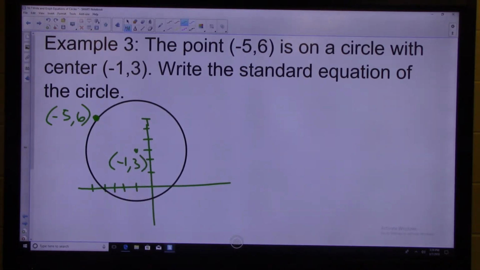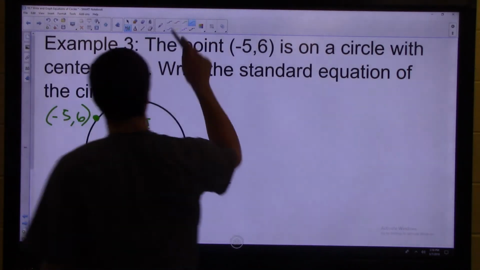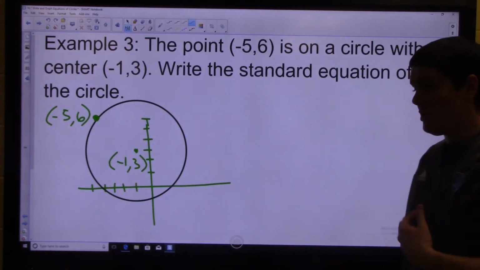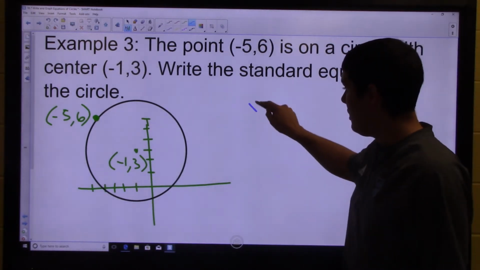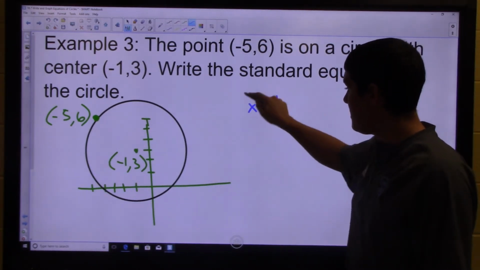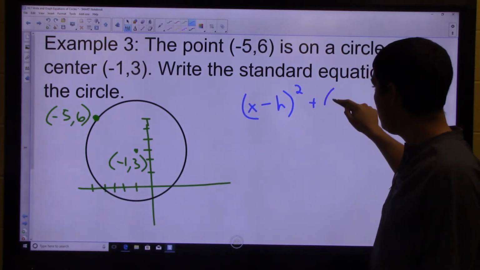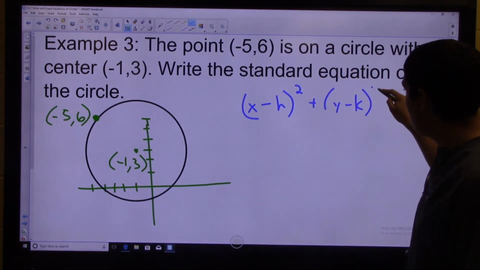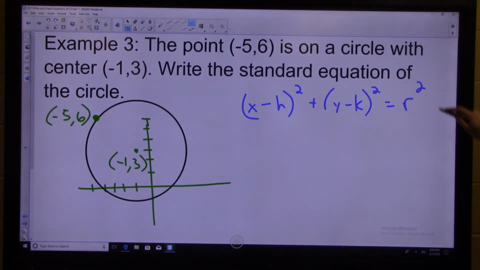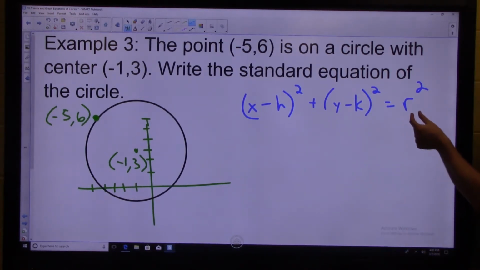Okay. I'm going to try to write this equation now. So let's at least get this started. Let's write the standard equation. So remember, standard equation is x minus h squared plus y minus k squared, and that's equal to r squared. The problem with this is I'm not going to know the radius.